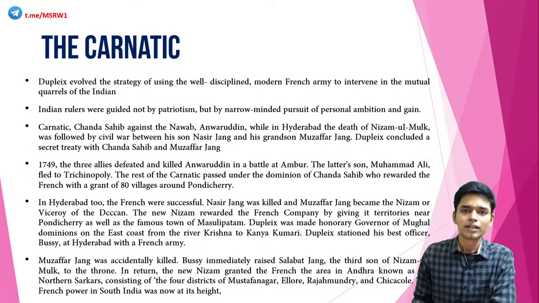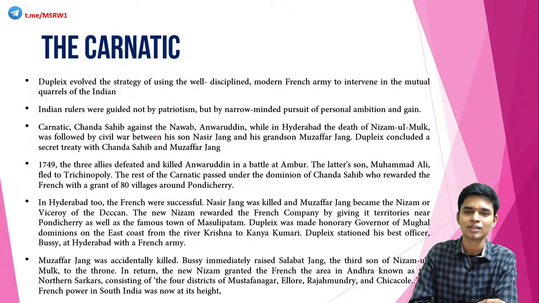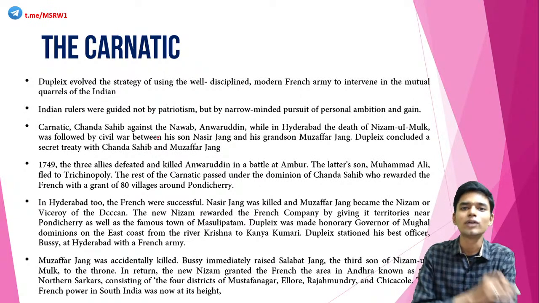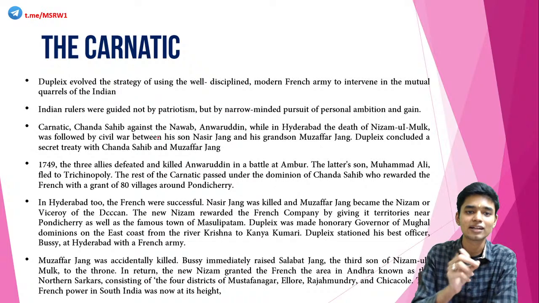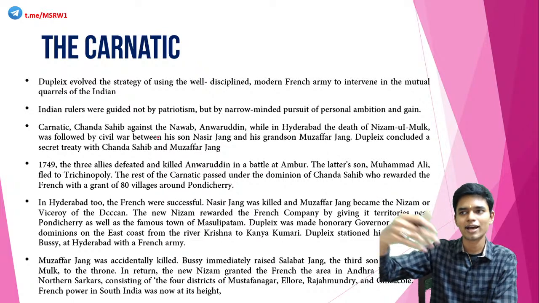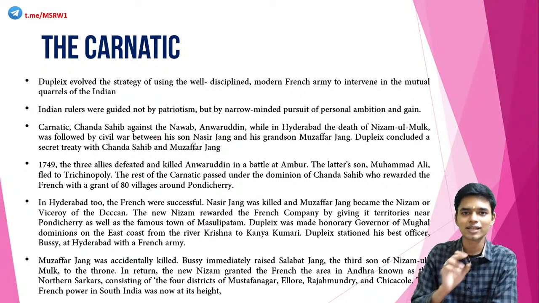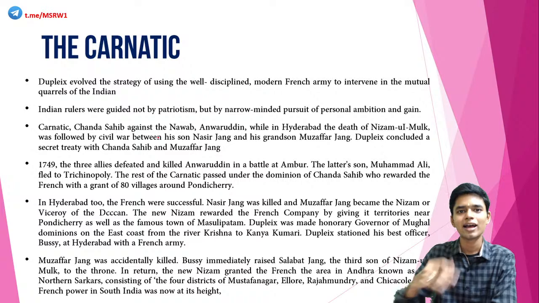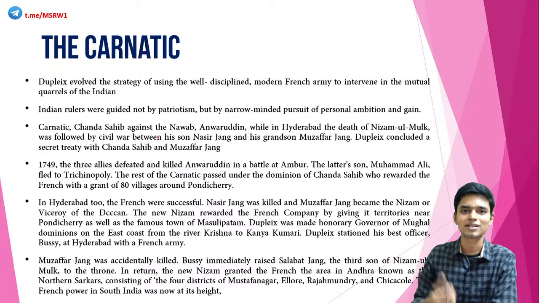Now, Dupleix, as I already told you, was a man of strategy. He understood that a well-disciplined modern French force can do a lot in India. So what did he do now? He tried to interfere within Indian states. He understood that he could use the modern French army to interfere in the mutual quarrels of Indian states. Clear? In the Carnatic, wars of succession and various wars were still going on between small local rajas. So Dupleix decided to intervene on behalf of someone and fight the other, thereby gaining a lot of wealth and a lot of influence.